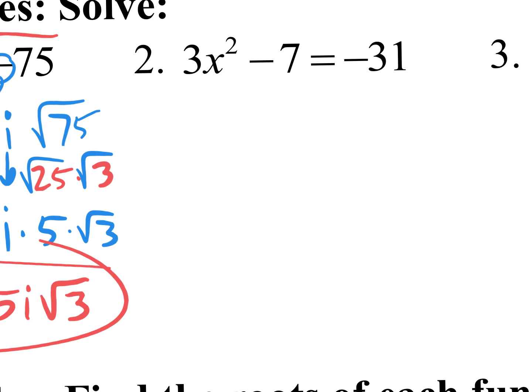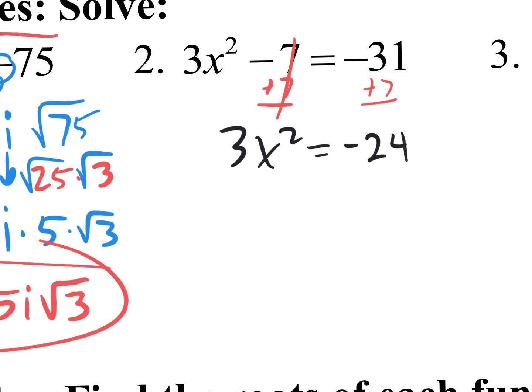Number 2. What do I do to solve? I want to get x by itself. How do you get rid of something? You do the opposite. Get rid of that minus 7 by doing plus 7. Plus 7 cancels out. 3x squared equals, what is that? Negative 20... 6? No, it's not 6. 25... 4. These are always the hardest ones.